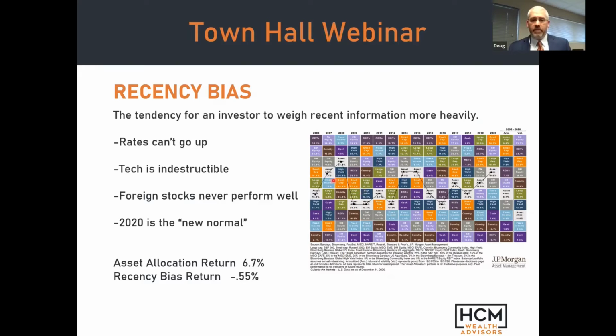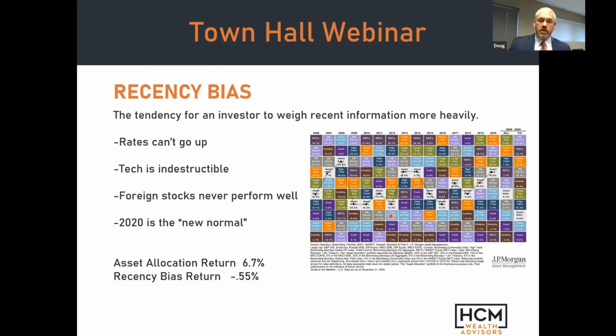The line running through these white boxes is simply an asset allocation. It's, I believe, a 65-35 weighted portfolio that's rebalanced annually. So for an investor who just followed that, very hands-off, the annual return over that time period was 6.7%. So, a pretty normal return.